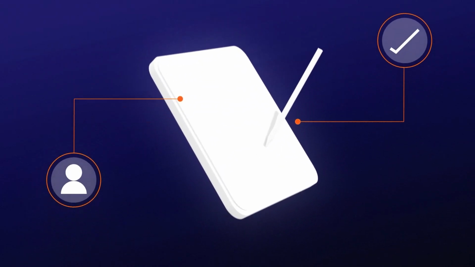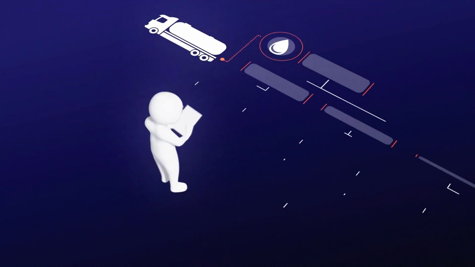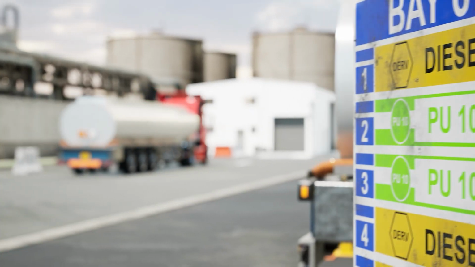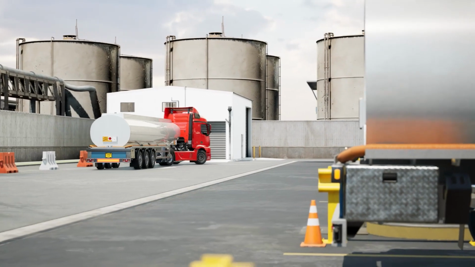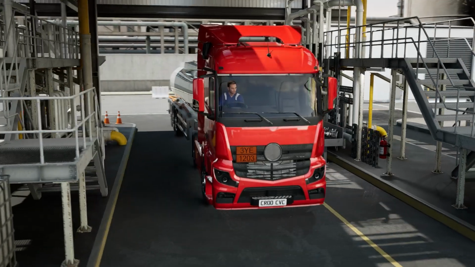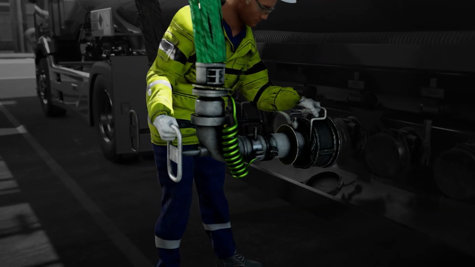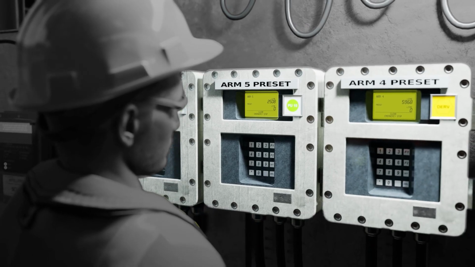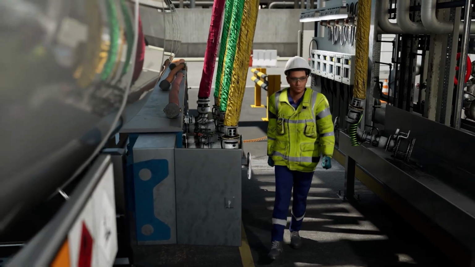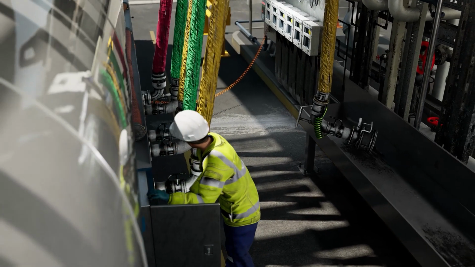Task analysis is a technique that helps us to design or redesign tasks and equipment by breaking down complicated tasks like loading a fuel tanker into more manageable steps. We can use task analysis when designing new plants or processes to plan the activities people will need to perform. In our example of loading a fuel tanker, we consider steps such as positioning the tanker, connecting hoses, and monitoring fuel levels. Task analysis allows us to imagine how the task is to be done, and we try to design these steps to be as efficient and safe as possible.